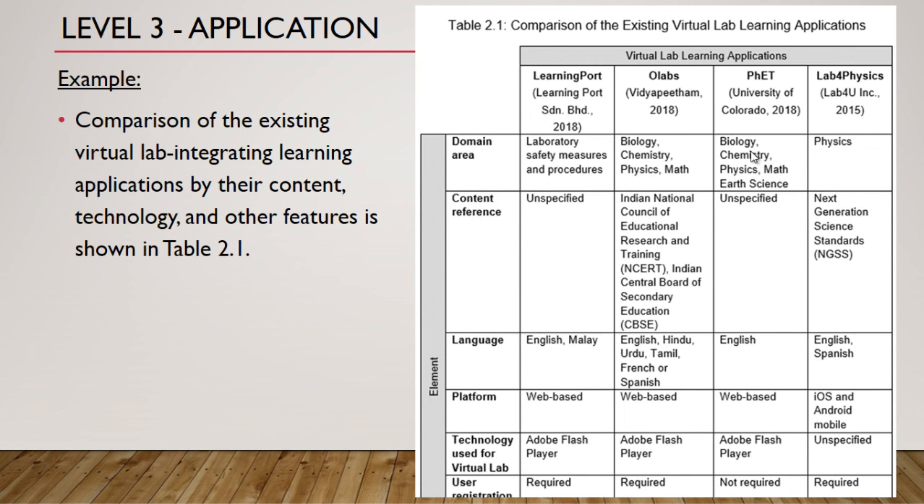So basically this is one good example of a comparison, and this is considered a level 3 or application level literature review, and this is considered higher than level 2, okay.